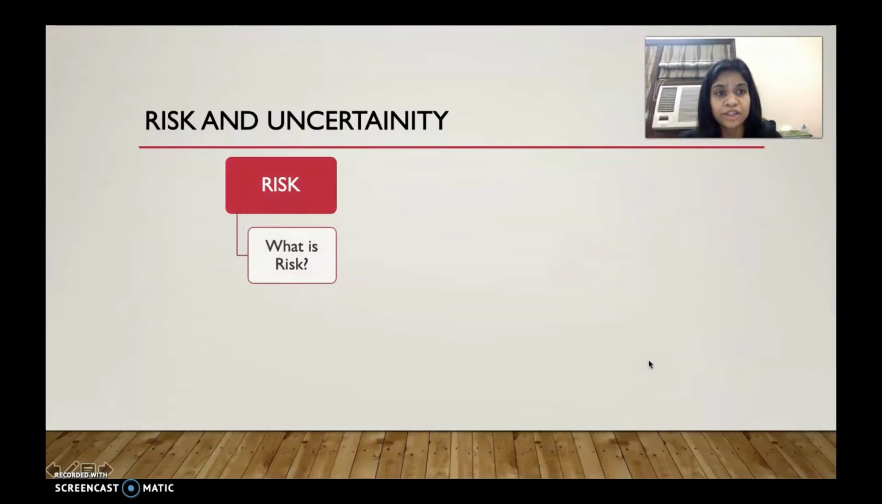Risk. What is a risk? A risk is basically an unplanned event that may affect one or some of our project objectives if it occurs. The risk can also be positive or it can be negative. It can affect your project positively or negatively. There are separate risk response strategies for negatives and positives.